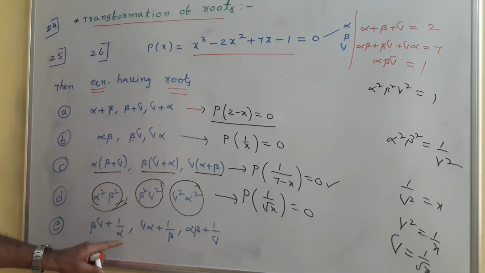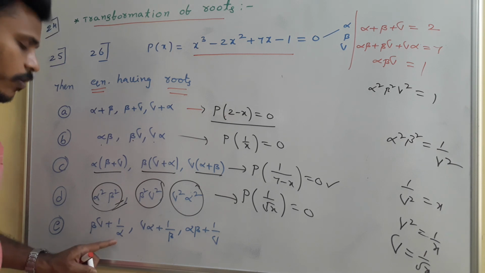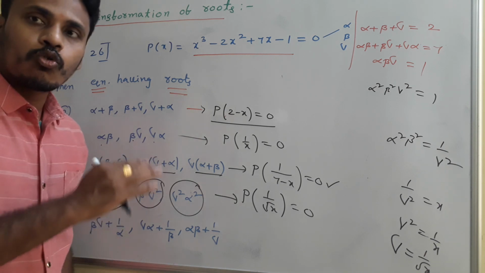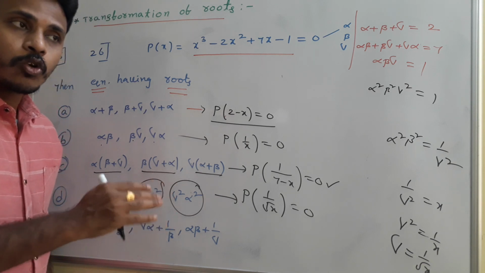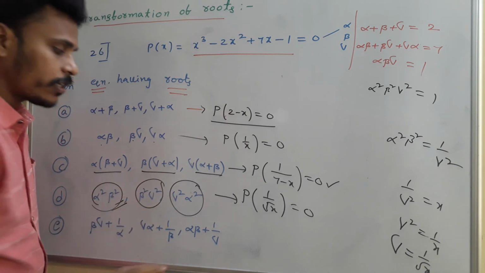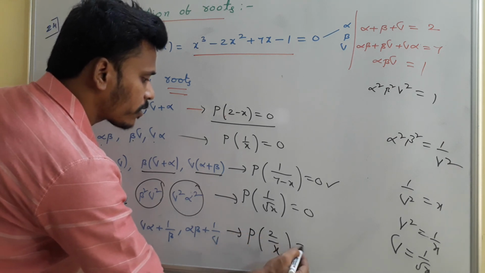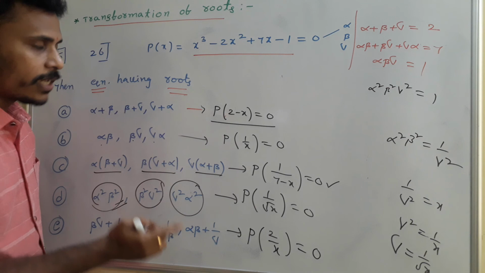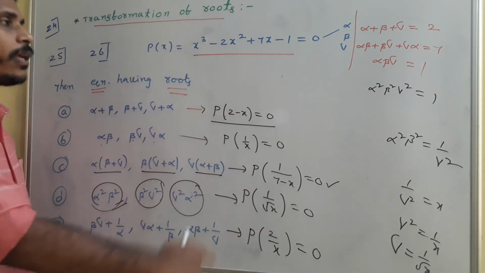Think about the next one in the same way. Beta gamma plus 1 by alpha. Beta gamma is again 1 by alpha, right? 1 by alpha plus 1 by alpha is 2 by alpha, right? 2 by alpha is equal to x. Means what? Alpha is equal to 2 by x. So your answer for this is p of 2 by x is equal to 0. Replacing x of the given equation with 2 by x will give you the required equation.